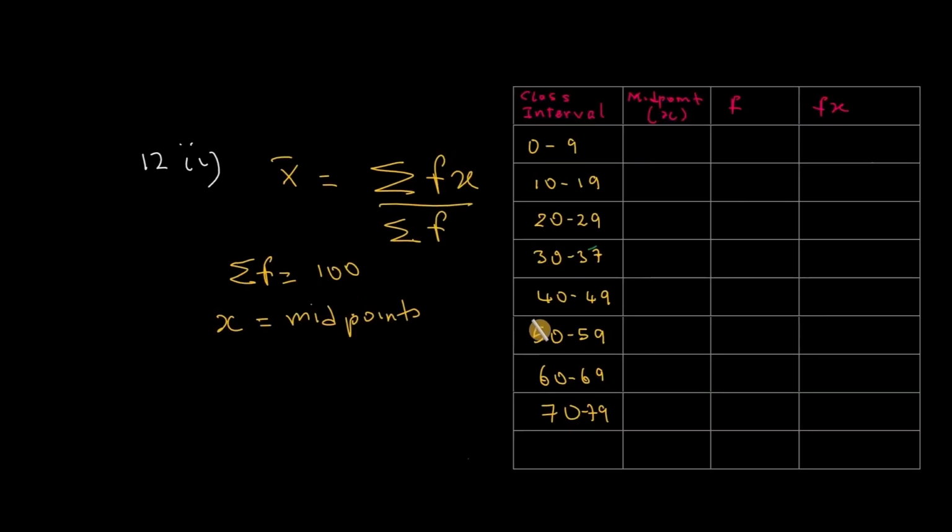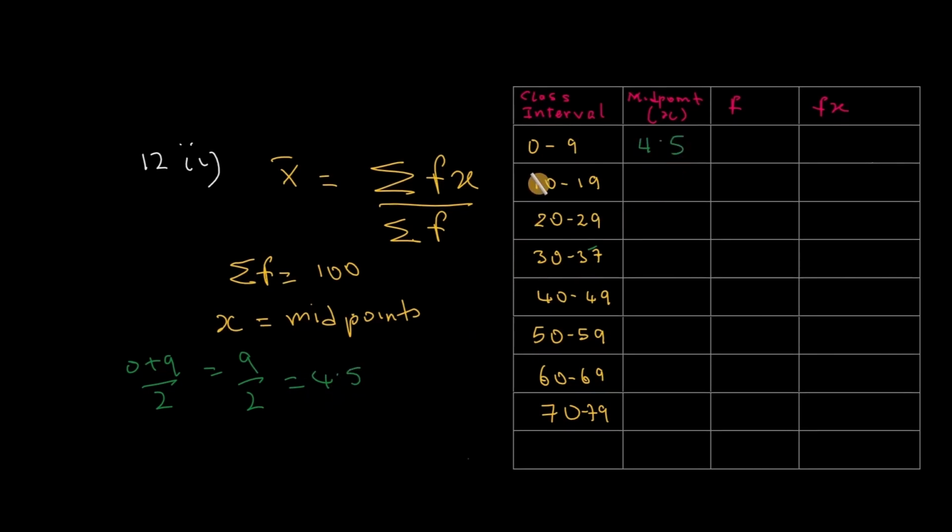To calculate the mean conveniently, we need to come up with a table like this. This is the class interval that was given to us in the question. We need to calculate the midpoint here. The midpoint of this class is given by 0 plus 9 divided by 2, that is 9 over 2, which is 4.5. So here the midpoint is 4.5.